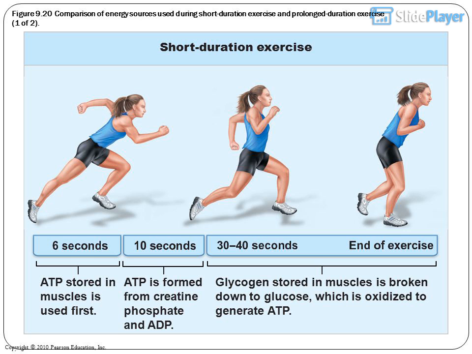Short duration exercise. ATP stored in muscles is used first. ATP is formed from creatine phosphate and ADP. Glycogen stored in muscles is broken down to glucose, which is oxidized to generate ATP.